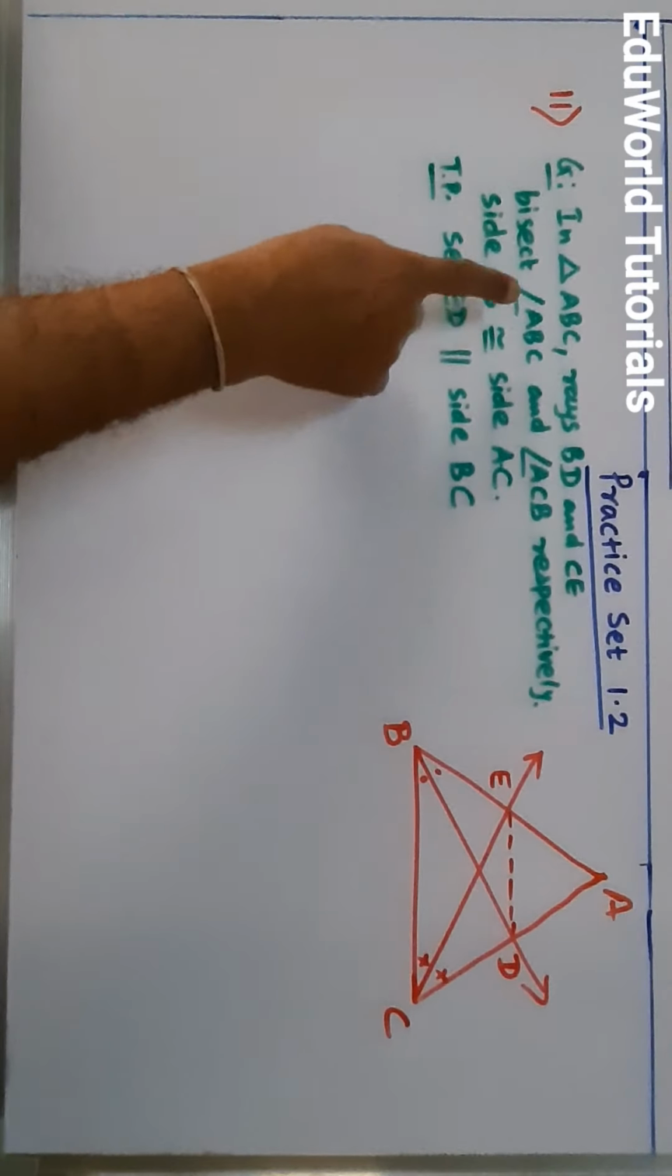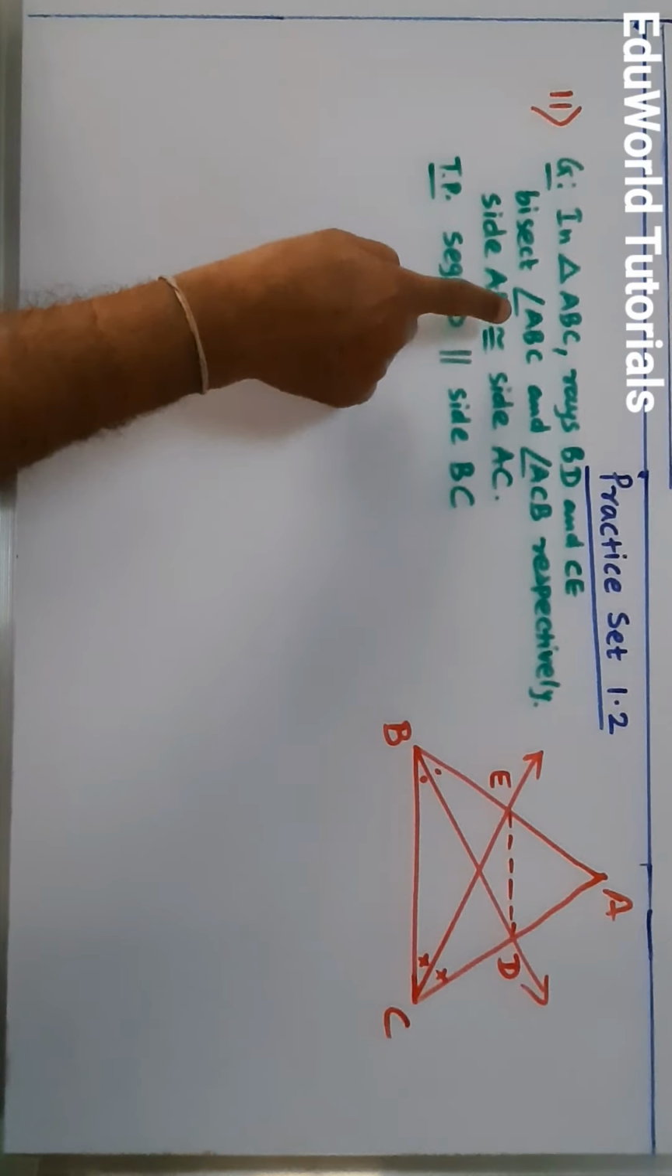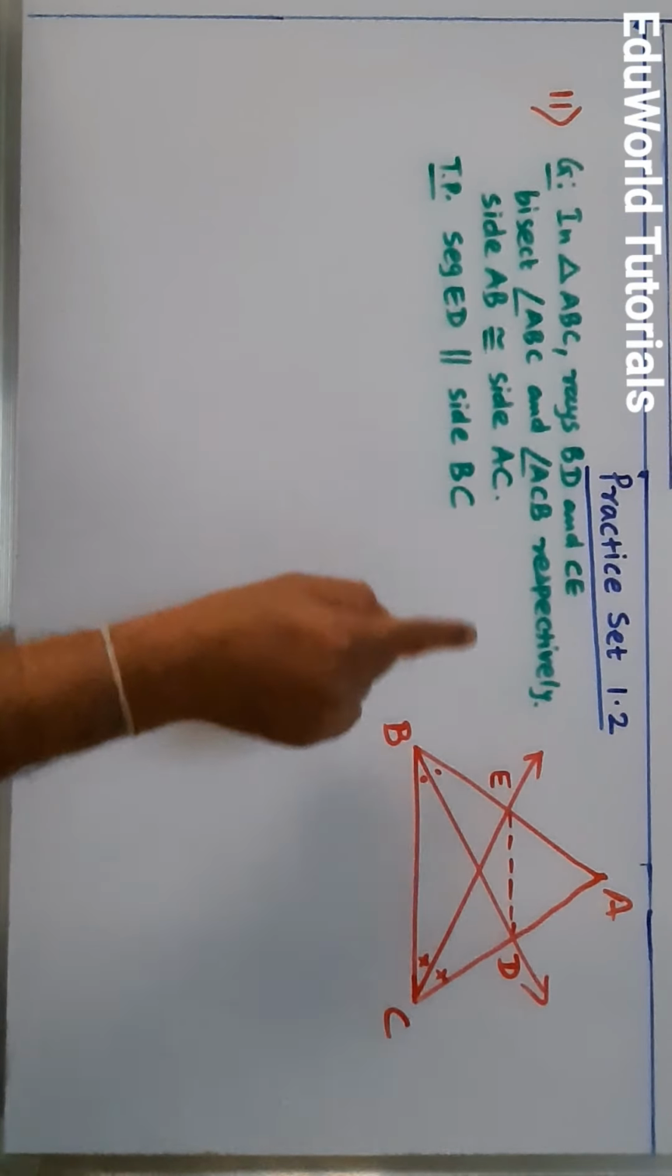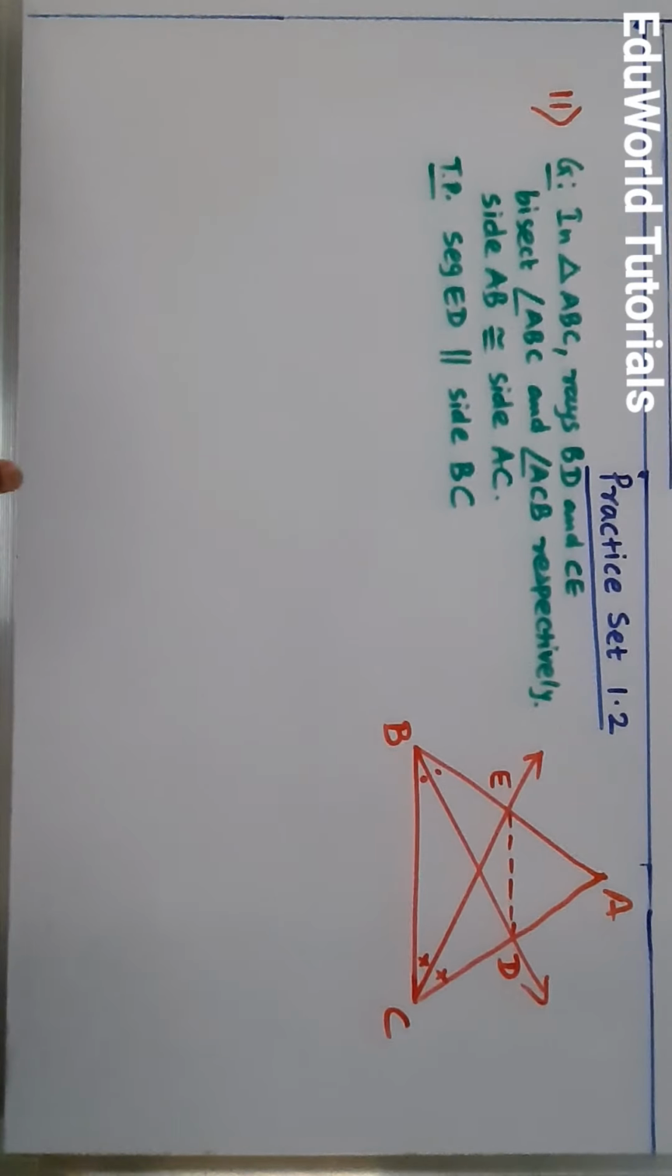Understand? Now what do you see in the given? Rays BD and CE are bisectors of angle ABC and angle ACB respectively. So whenever such word angle bisector comes, we have to think about the property of angle bisector of a triangle that we have already studied in the earlier lecture. So how will we use the property?